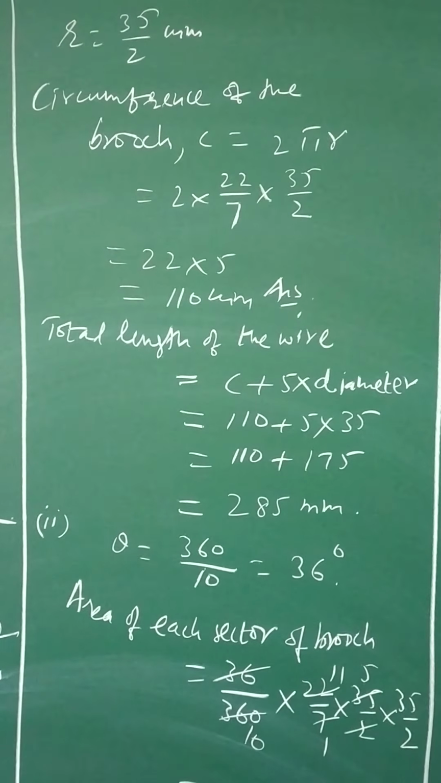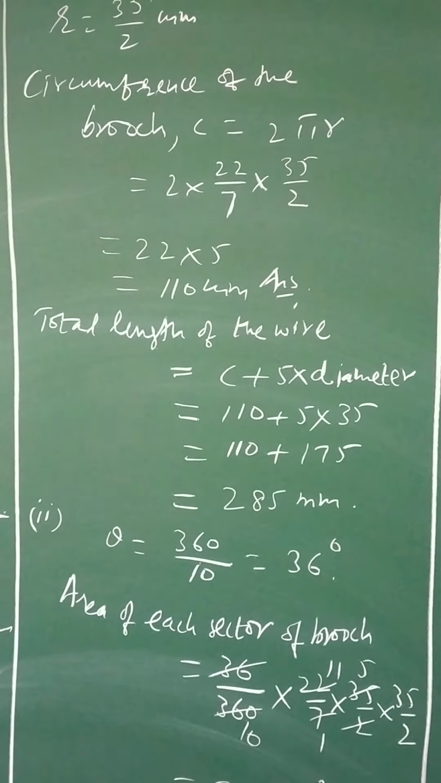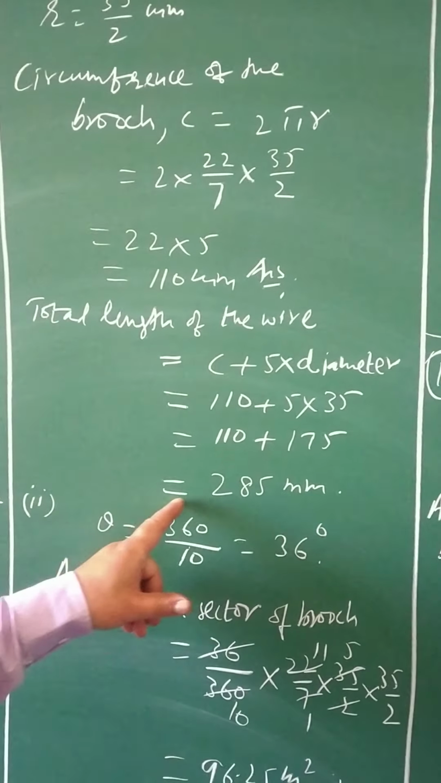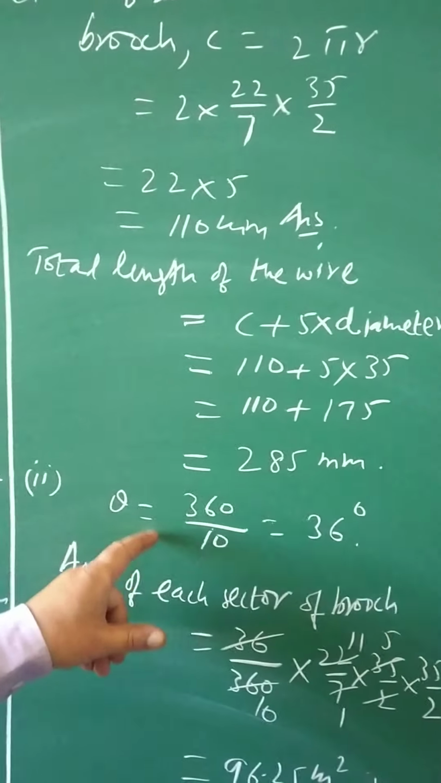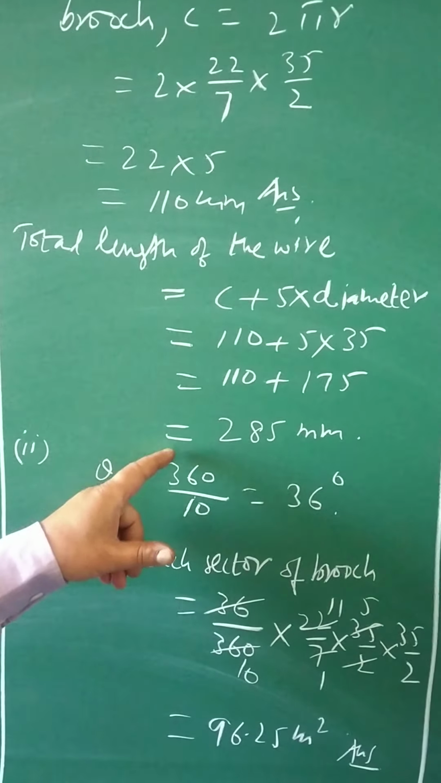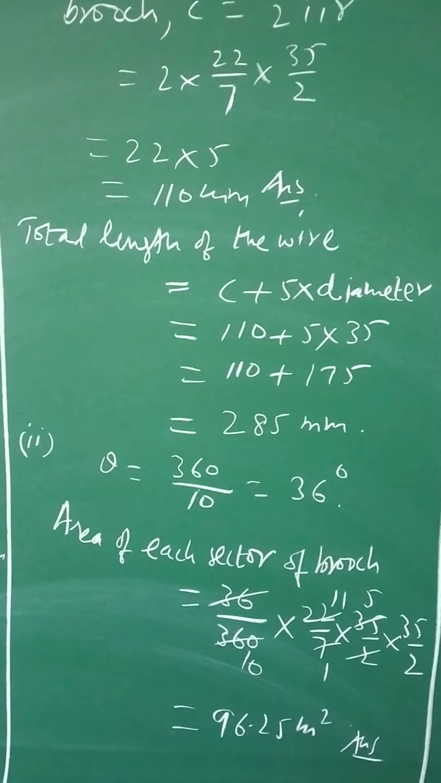Then 10 sectors are formed by those 5 diameters. At the center you get each angle, because one complete angle is 360 degrees and 10 are there, so one angle will be 36 degrees.